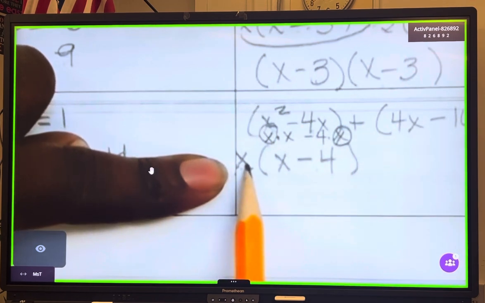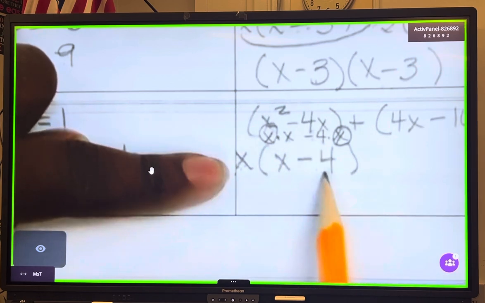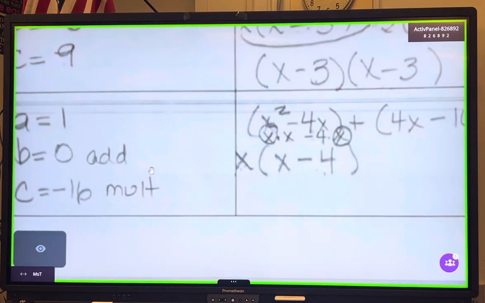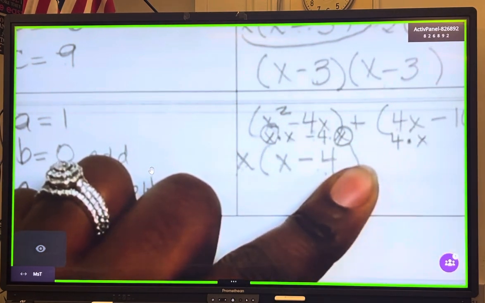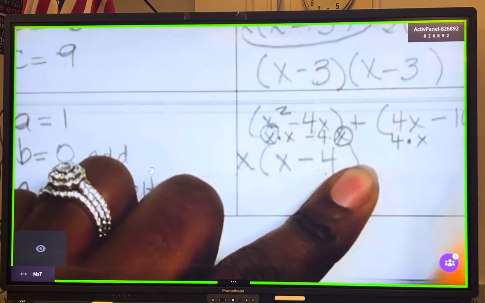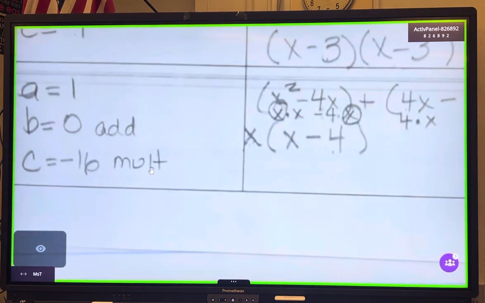That's why it's out front. What is left once I pull out that x? An x and a what? Minus 4. That's where we're getting that from. Are y'all following? Yes. Same thing here. How do you get 4x? 4 times x. How do you get negative 16? 4 times negative 4. Does everybody see that?